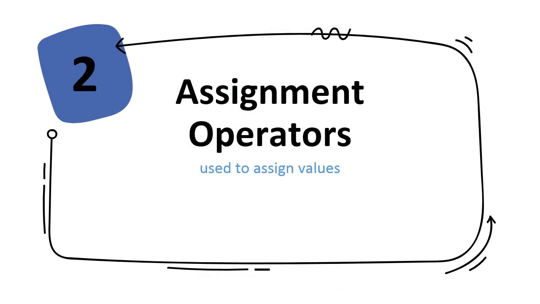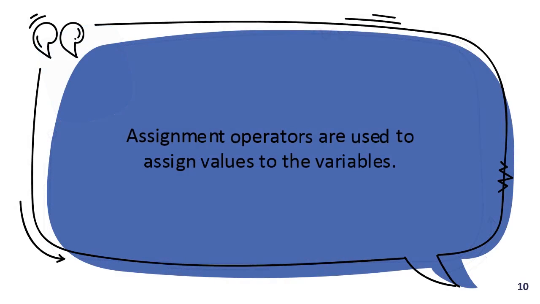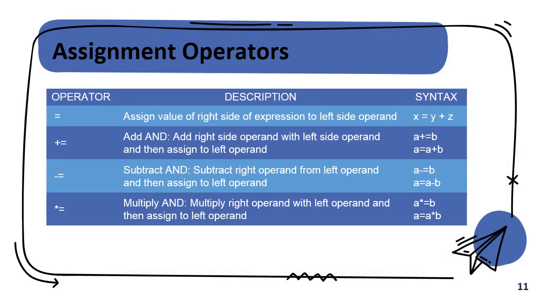The second type of operator is the assignment operators, which are used to assign a particular value to a particular variable. The equal to sign is used to assign the value of the right side of the expression to the left side operand. So x equal to y plus z: y plus z is an expression, and the result of that expression is assigned to the variable x.